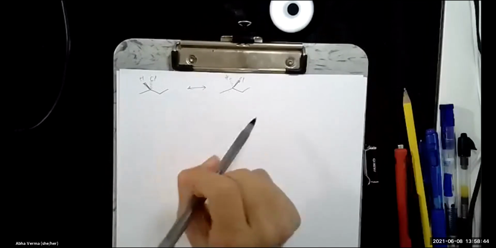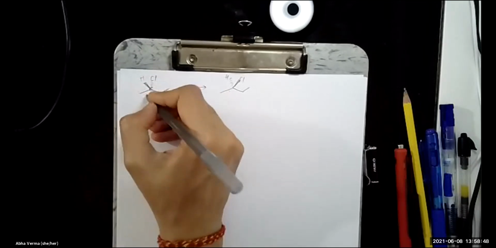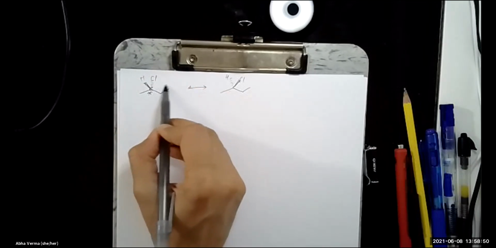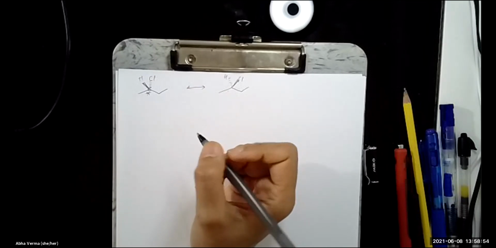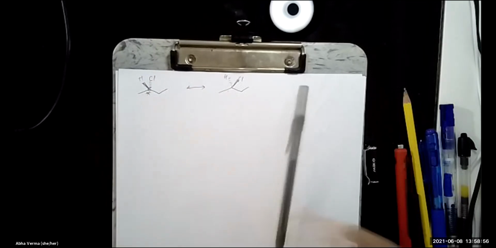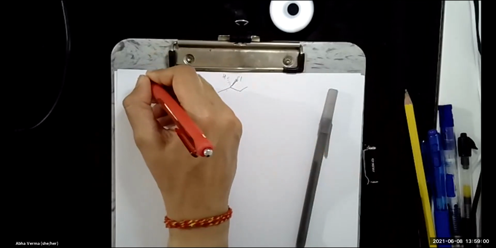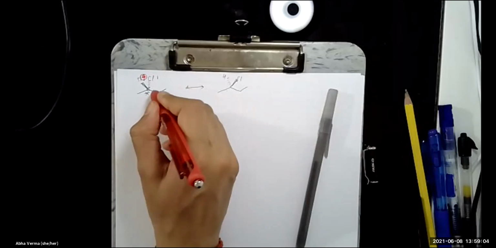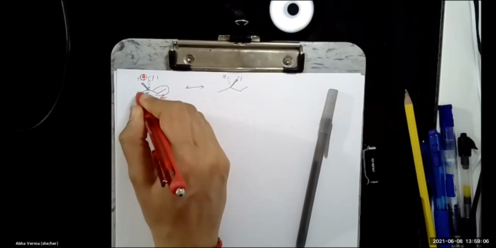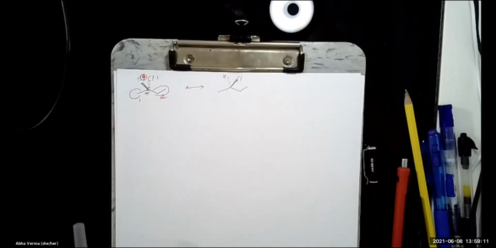Let's look at the configuration here. At this carbon, I definitely have a chiral center. Ethyl group, methyl group, chlorine, and a hydrogen, right? So my chlorine will get number 1 priority. Hydrogen will get my number 4 priority. Ethyl will get number 2 priority. Methyl will get number 3. And I can redraw this structure.